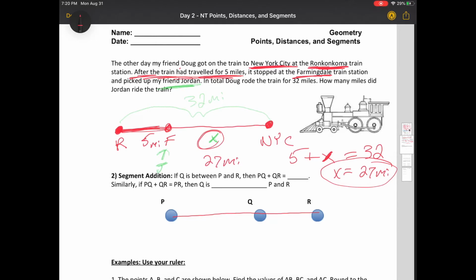Pretty straightforward when you draw yourself a diagram. So always draw pictures of a line segment when you can. It will help you visualize what's going on.